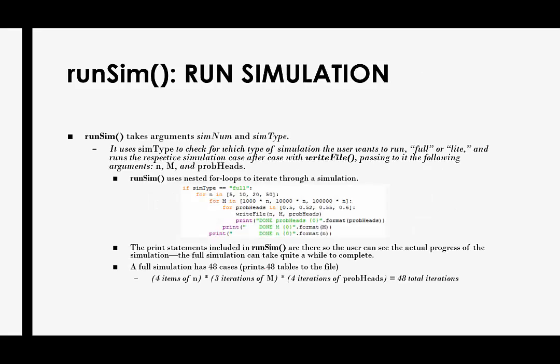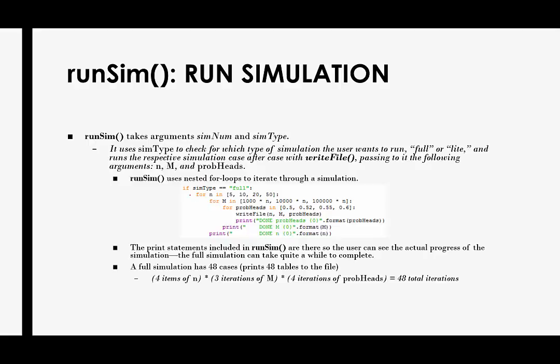What runSim does is it takes the arguments simnum and simtype being what's taken into the function here, but what's passed into it from main is input. It checks to see if the user wants to run a full or light simulation, and runs the respective simulation by calling writeFile for every case of that simulation. And then it passes to writeFile n, which is the number of tosses, m, the multiplier for that, like the number of experiments of those tosses, and the probability of heads.